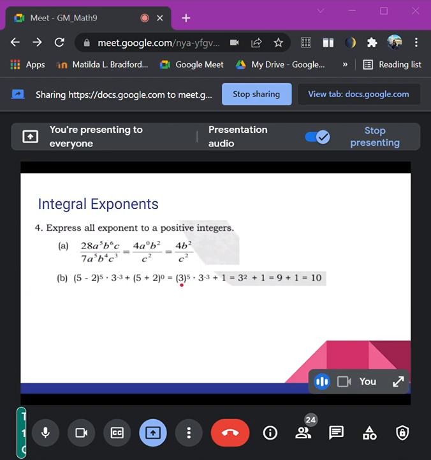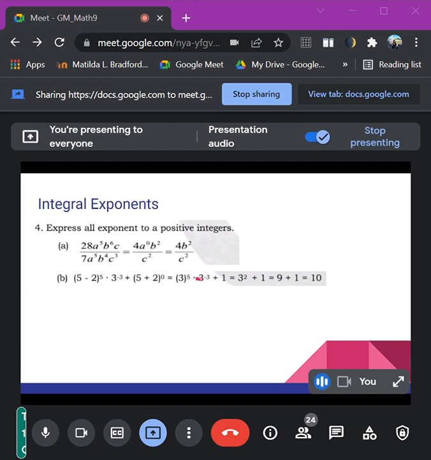So, this one, 3 raised to 5 times 3 raised to negative 3, right? They have the same base. So, you can apply our law of exponent, the product of a power. They have the same base, so just copy 3. And then, you can now simplify.